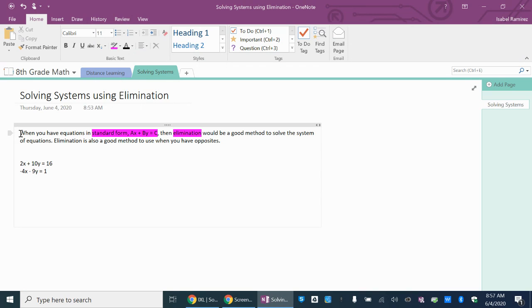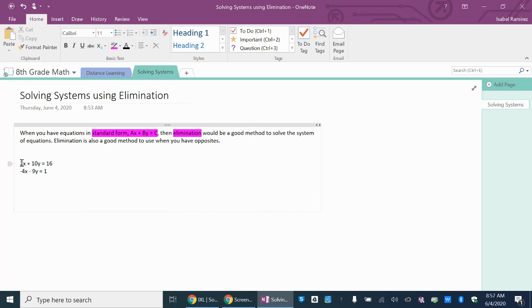So just a quick reminder, when you have equations in standard form, which is a form that you're going to learn more about in Algebra 1, ax plus by equals c, then elimination would be a good method to solve the system of equations. Elimination is also a good method to use when you have opposites, and that's the important thing. Elimination needs to have opposites because obviously in math, opposites cancel out, they eliminate.